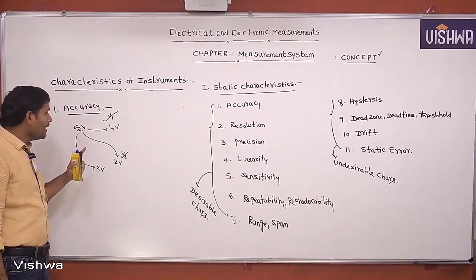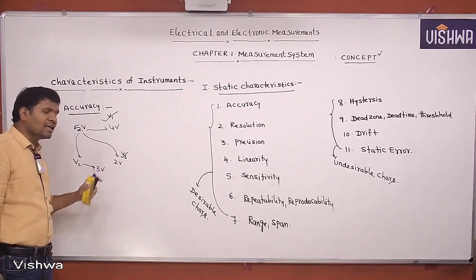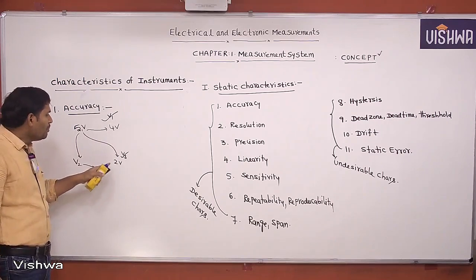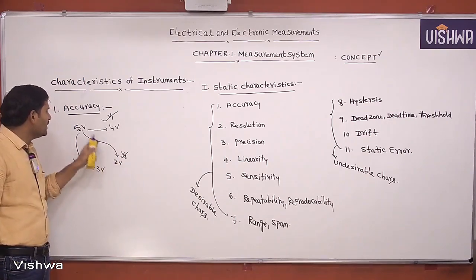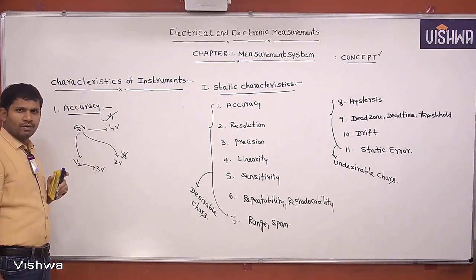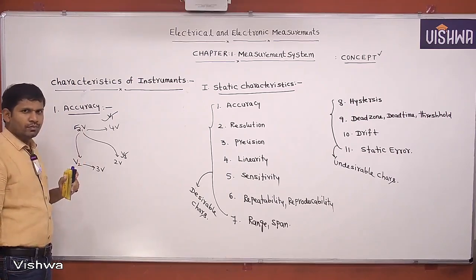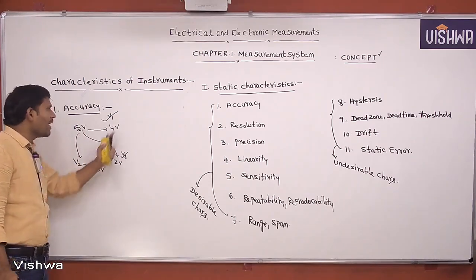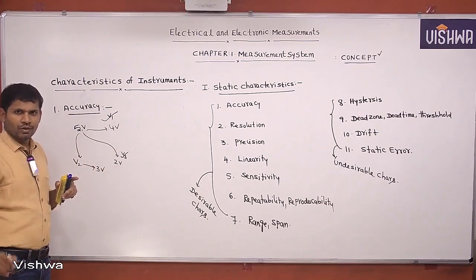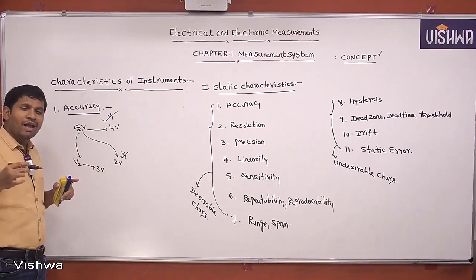Then how are we telling that it is more accurate and it is less accurate? By comparison of the measured value with the true value. This is the true value, but all these are measured values. Understood? True value means the value to be measured.